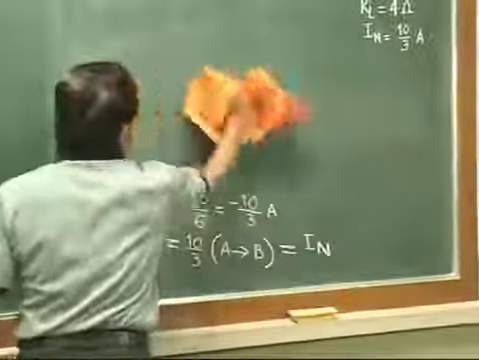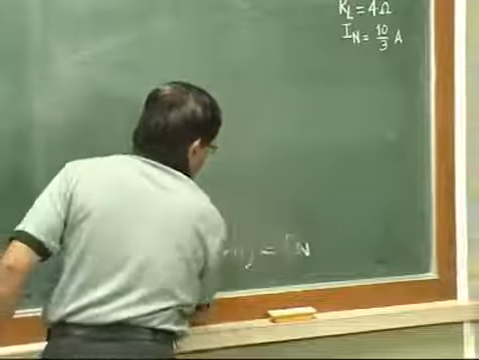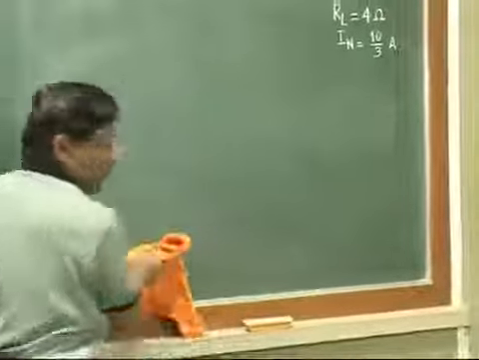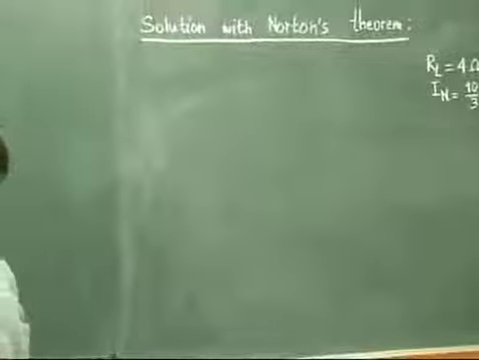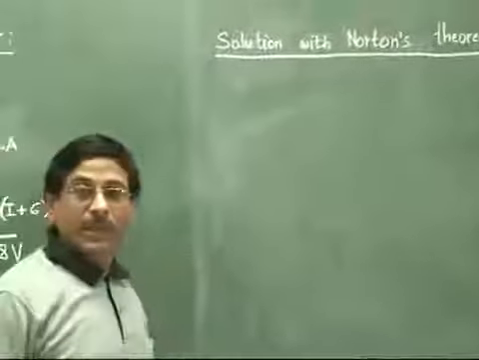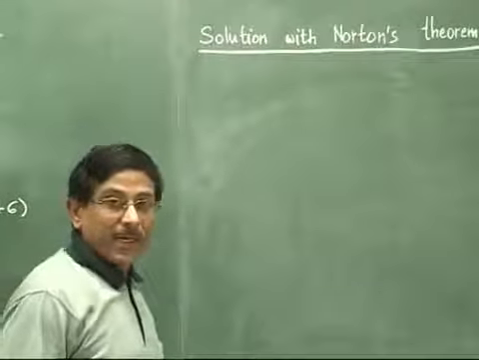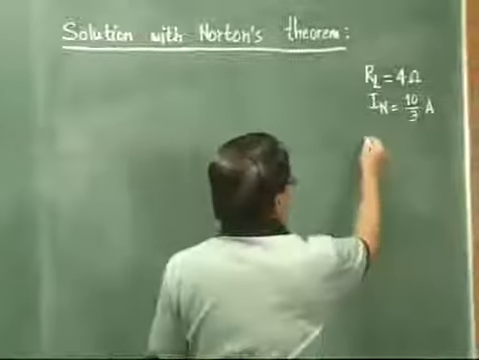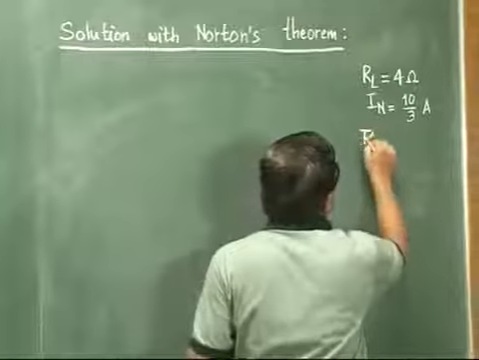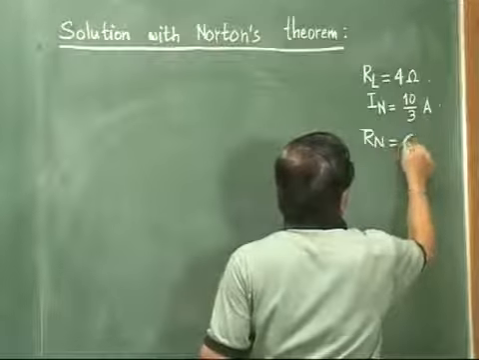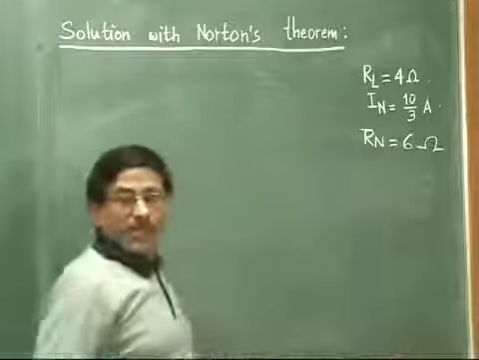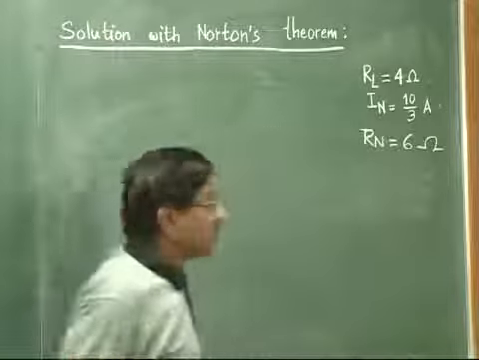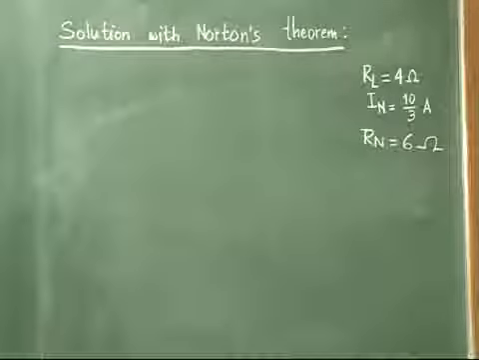So let us do the final solution here. We know that we had got the value of RTH as 6 ohm while we were solving with Thevenin's theorem. That means we know the answer that Rn must be equal to 6 ohm, because we will not repeat the same procedure, since we have solved the problem earlier. So all the three values we have got.